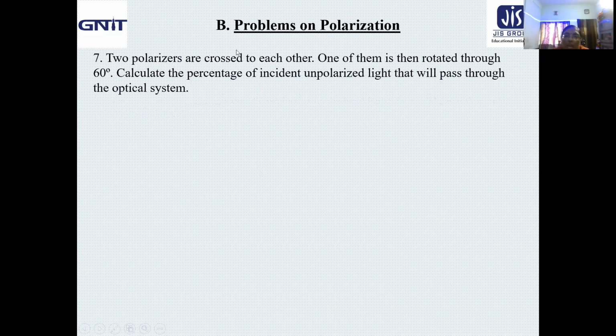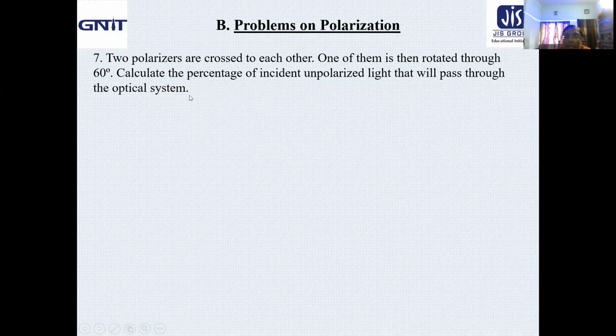Two polarizers are crossed to each other. These types of questions are very common, but set in a different way. That's why I have chosen this. Two polarizers are crossed to each other. One of them is then rotated through 60 degrees. Calculate the percentage of incident unpolarized light that will pass through the optical system.